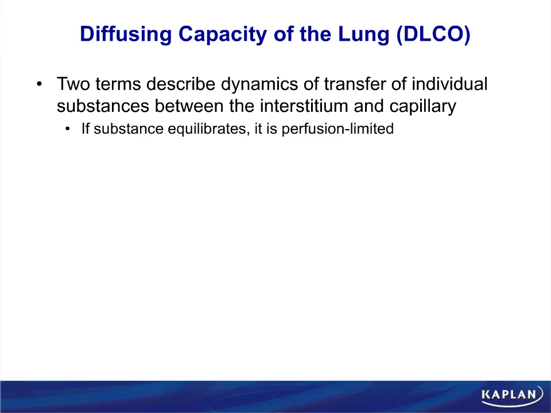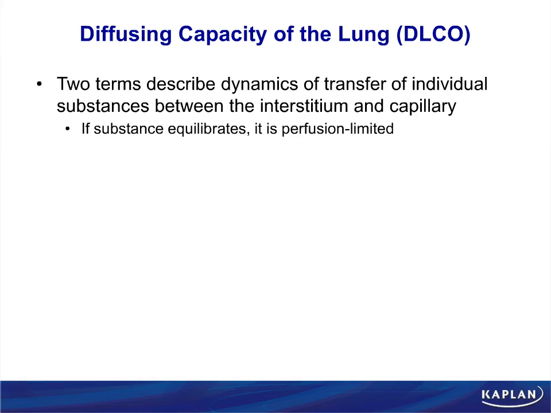All right, now let's talk about the idea of diffusing capacity of the lung, DLCO. One of the things we mentioned earlier was the idea that if a gas equilibrates, it's perfusion limited. So that's one of our terms to describe the overall dynamics of transfer of an individual gas between the interstitium and the capillary. So oxygen and CO2 under normal circumstances equilibrate, so they are referred to as perfusion limited.